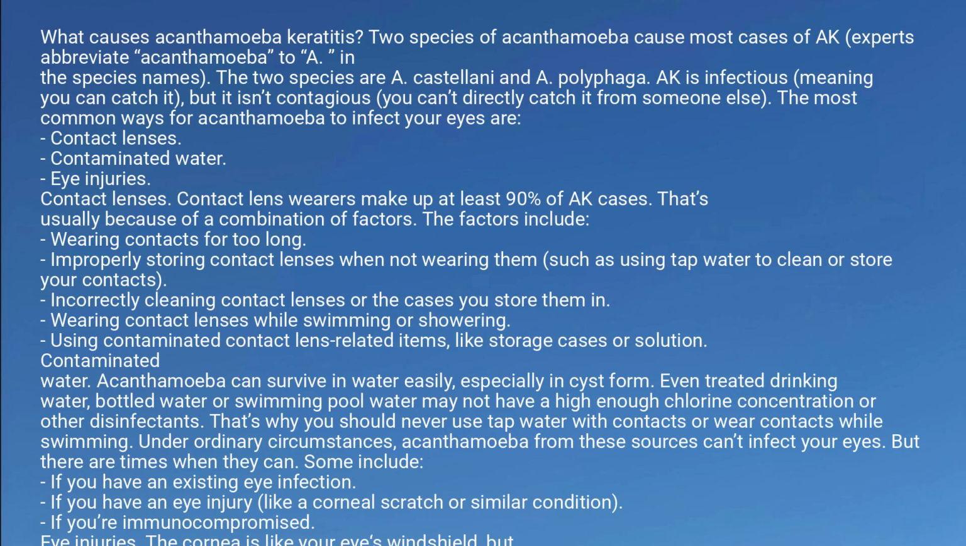Some include if you have an existing eye infection, if you have an eye injury, like a corneal scratch or similar condition, if you're immunocompromised. Eye injuries. The cornea is like your eye's windshield, but injuries make it less effective. The injuries are like weak points or small gaps in the cornea surface where it's easier for microbes to get in. Injuries to your corneas usually involve contact lenses, your fingers or fingernails, plants or plant material, or dirt or soil.